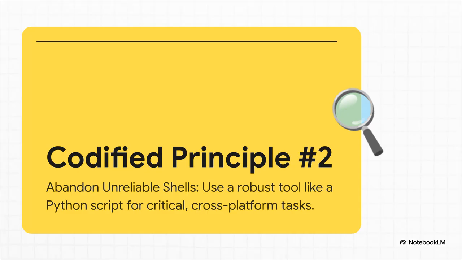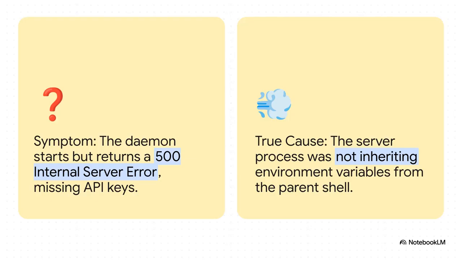You know, this teaches us a really important lesson for any kind of cross-platform work, and it's our second principle. Just abandon unreliable shells. Seriously, for anything critical, stop trying to fight the inconsistencies. Just write a simple Python script with the requests library. It completely sidesteps the problem and works the same way everywhere. Problem solved.